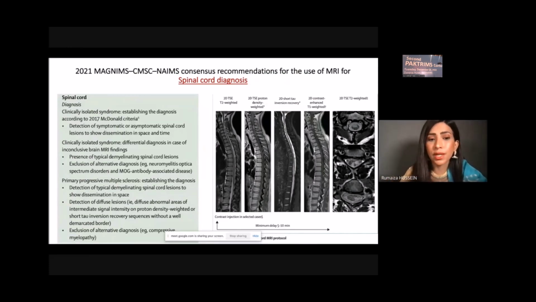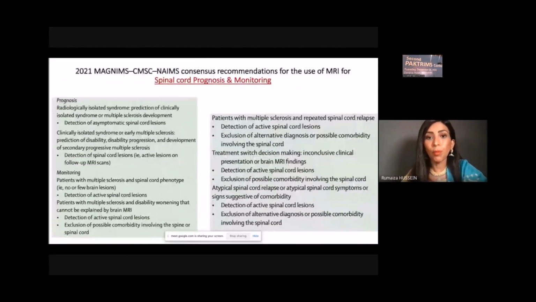In primary progressive MS, in establishing the diagnosis of PPMS, detection of typical demyelinating spinal cord lesions showing dissemination in space, detection of diffuse lesions again, and also exclusion of any other alternatives. There is a recommendation as well for the use of MRI in the prognosis and monitoring of the spinal cord.